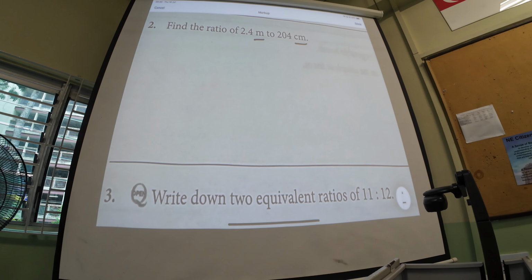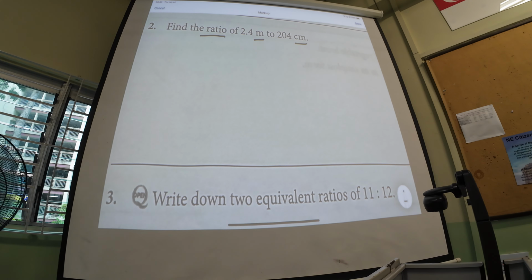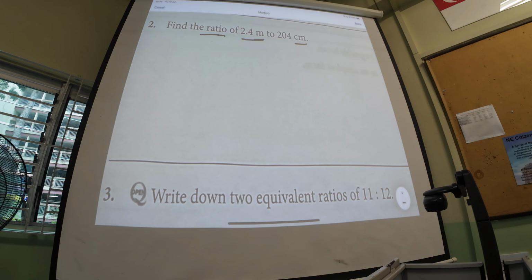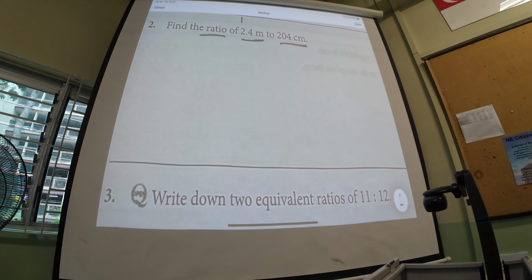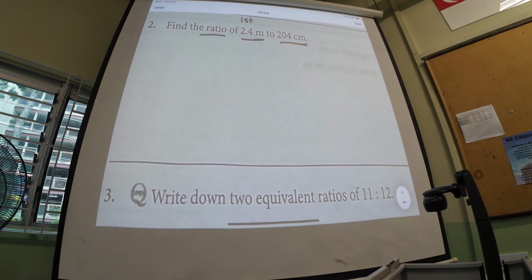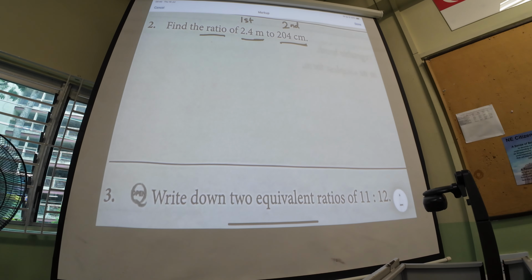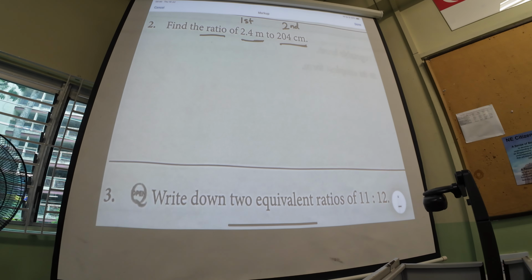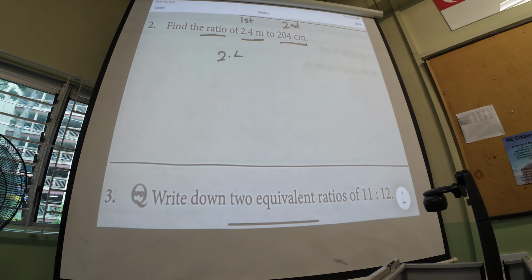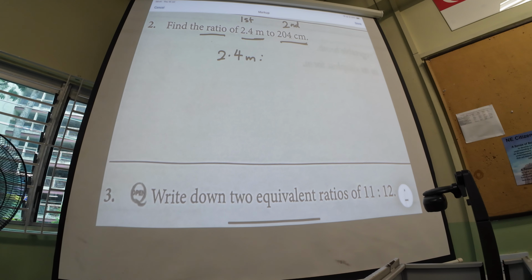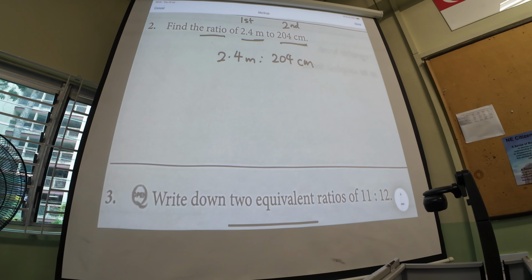Okay? So we can start by writing. They want us to find the ratio of 2.4 meter to 204 cm. So in this case, 2.4 meter comes first, followed by 204 cm behind in the sentence. So we will write the first one, the one in front, at the left. So we will write the ratio is 2.4 meter is to 204 cm. It follows the order.